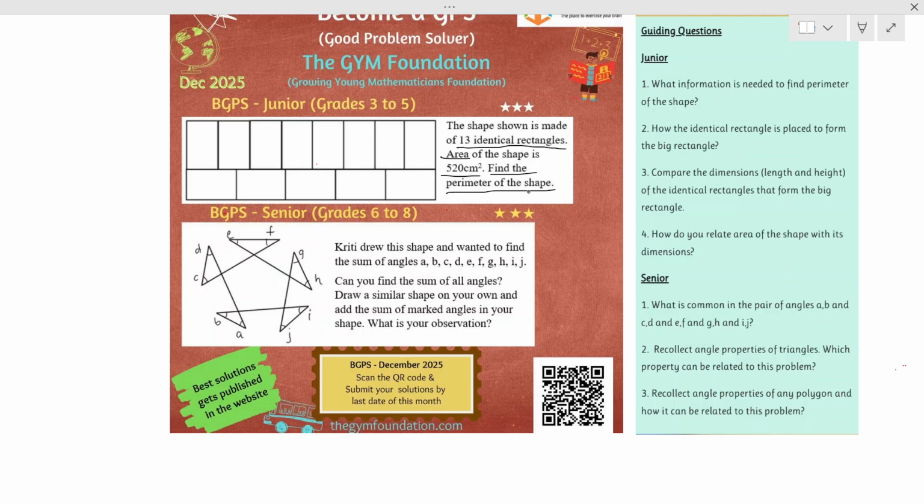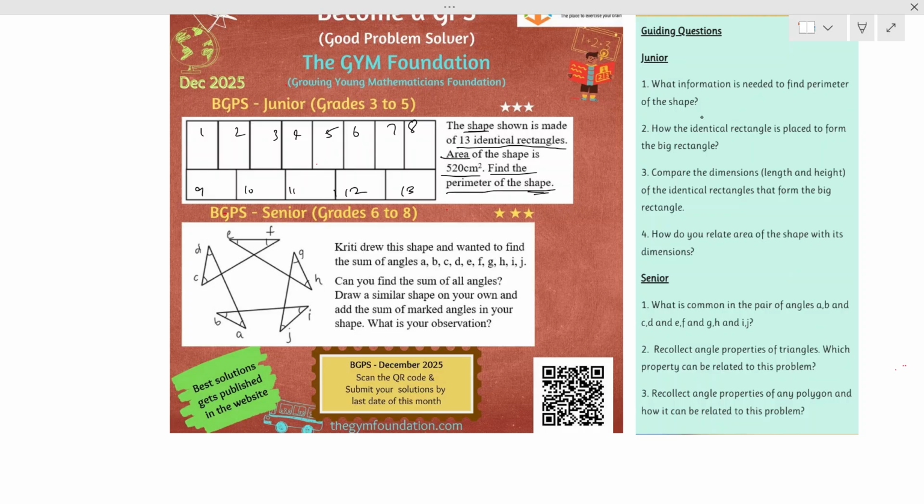So what does the shape refer to here? That is one of the important things we need to understand. Does the shape correspond to the small identical rectangles or the bigger shape? You can get clarity by reading the question again. The shape shown is made of 13 rectangles. So this is the bigger shape, and it is made of 13 rectangles, like around 8 in the top row and then 5 in the bottom. The total area is 520 centimeters squared and they are asking for the perimeter.